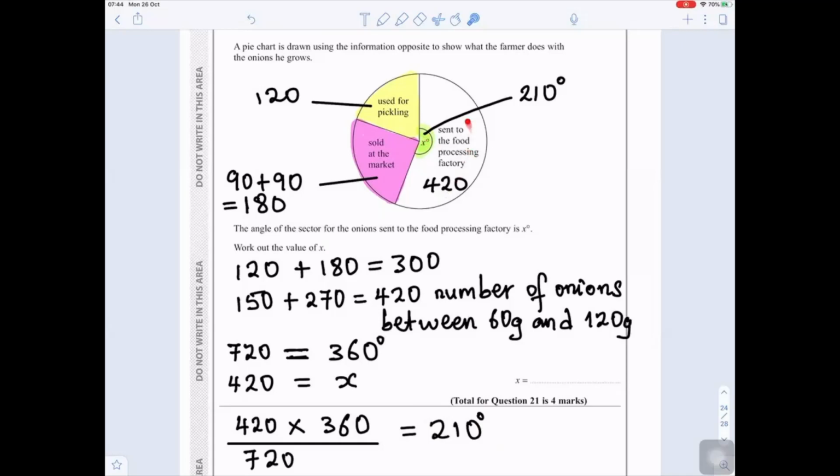So that 420 represents everything that is sent to the food processing factory. That's what 420 represents. But we need to change that 420 to an angle. What angle does that 420 represent? We know 720 represents 360 degrees. What angle does 420 represent? So that's why we times by 360 and divide by 720. So 420 represents 210 degrees.